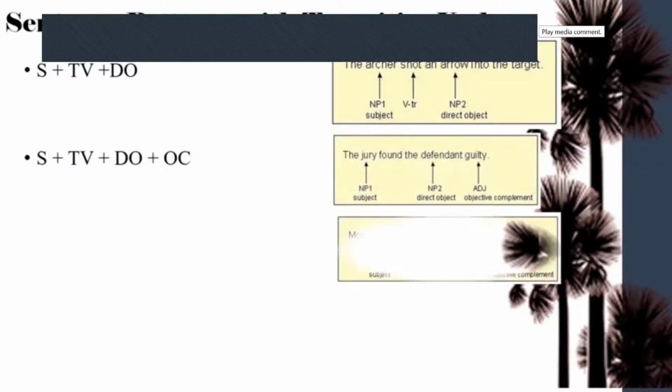Subject, transitive verb, direct object, and object complement. The jury found the defendant guilty. Notice, guilty describes the object. And what did the jury find? The defendant guilty. Most people consider Jacobson a loyal friend. In this example, loyal friend, which is a noun phrase, describes Jacobson, the object.